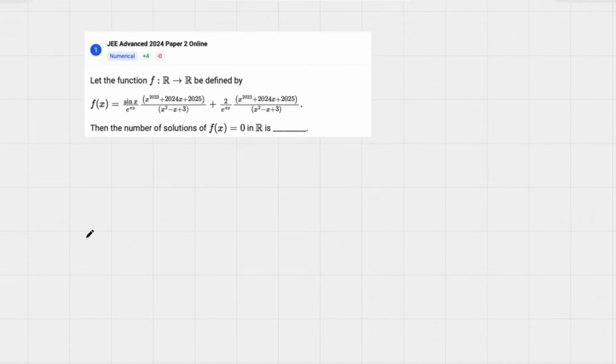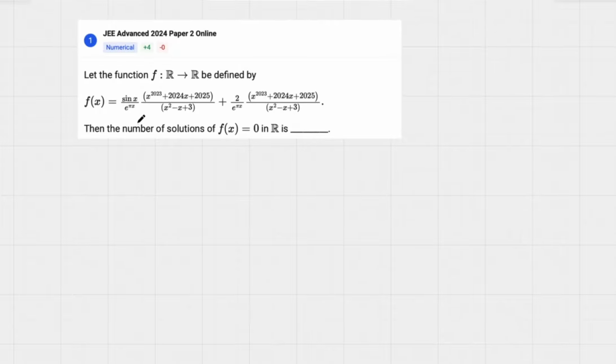Hello everyone. So today we are going to solve this JEE Advanced question. This appeared in 2024 paper 2 and this was a numerical question. Basically we have to tell how many solutions this function f(x) has.